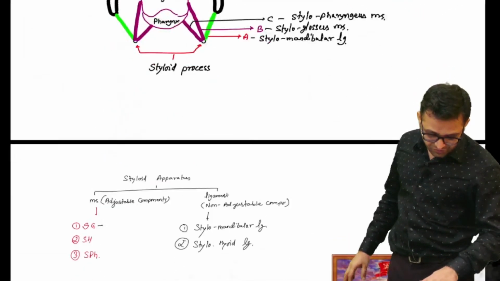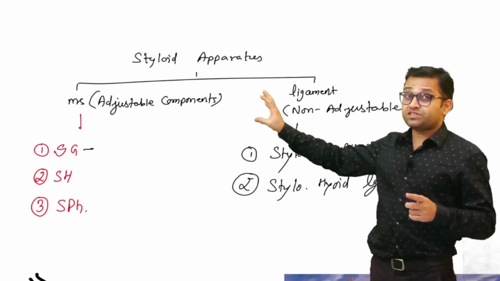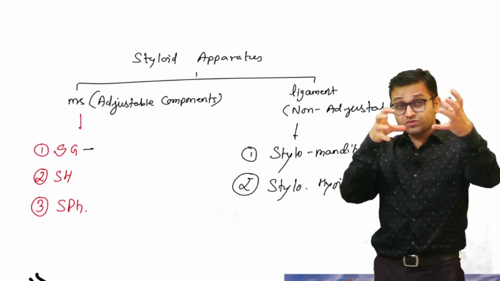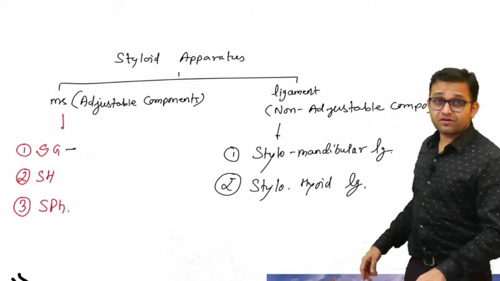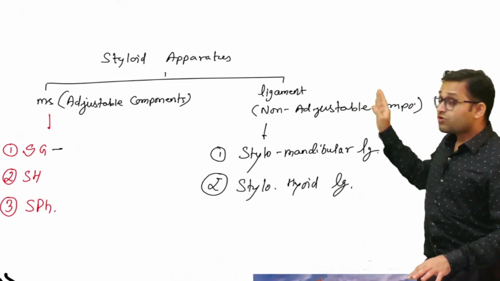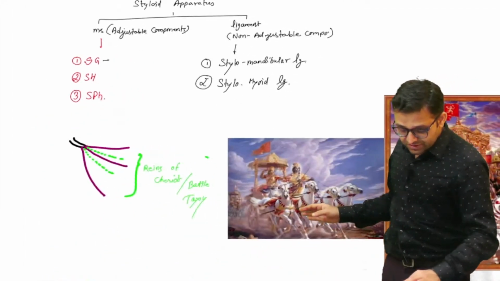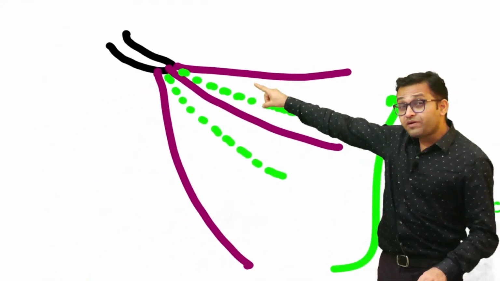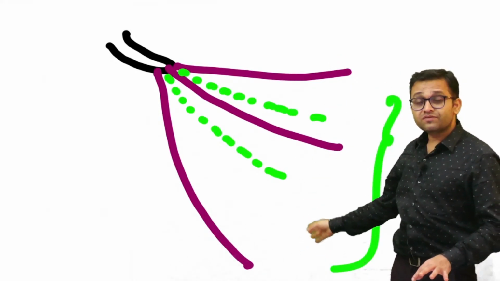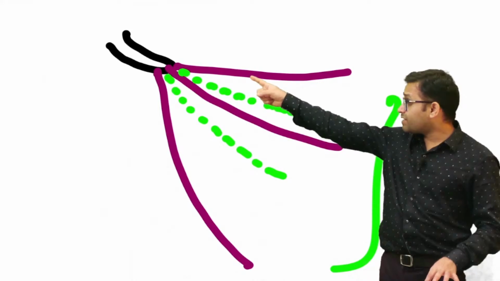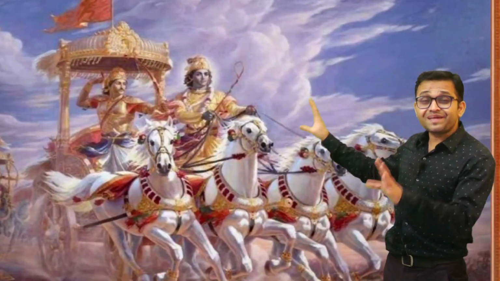Now after that, a few additional points. There are 2 types of components, adjustable and non-adjustable. Adjustable ones show contraction, so muscles are the adjustable component, while the non-adjustable ones are ligaments, the stylomandibular and stylohyoid ligament. These have one common attachment and diverse origin. There are different points where they show attachment, but they are attached to a single point, the styloid process. So it looks just like the reins of a chariot.